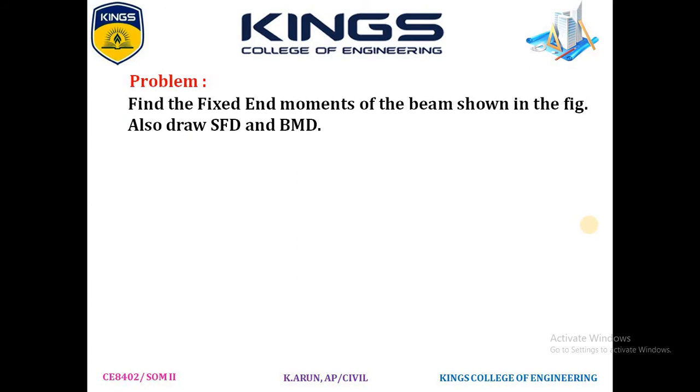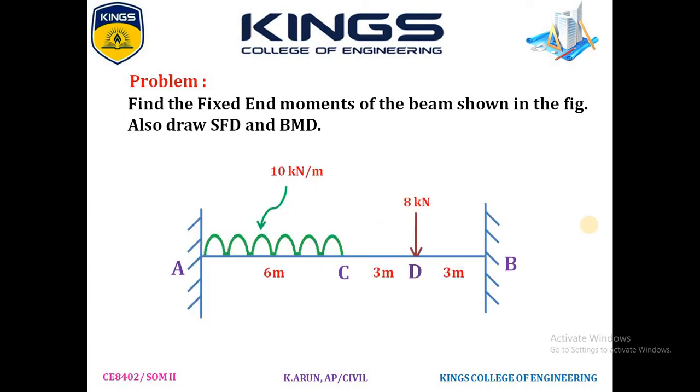Find the fixed end moments of the beam shown in the figure. Also draw shear force diagram and bending moment diagram. So this is the question they have given. The entire length of the beam is 12 meter. And we have two loads acting on it: a UDL at the left end for a distance of 6 meter, and the intensity of the UDL is 10 kilonewton per meter, and a point load of 8 kilonewton acting at a distance of 3 meter from the right end of the beam.